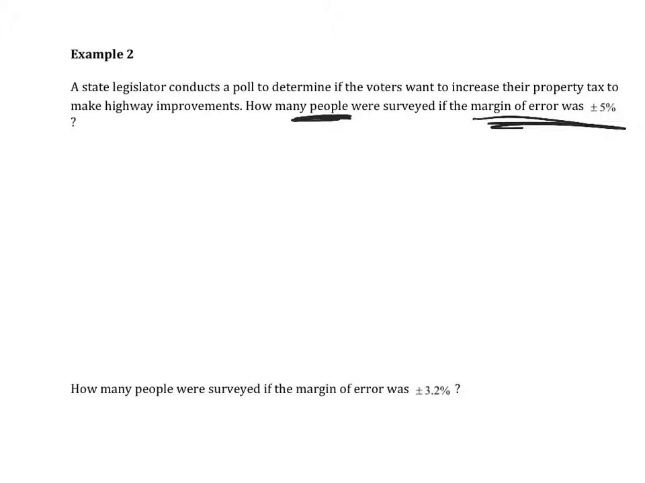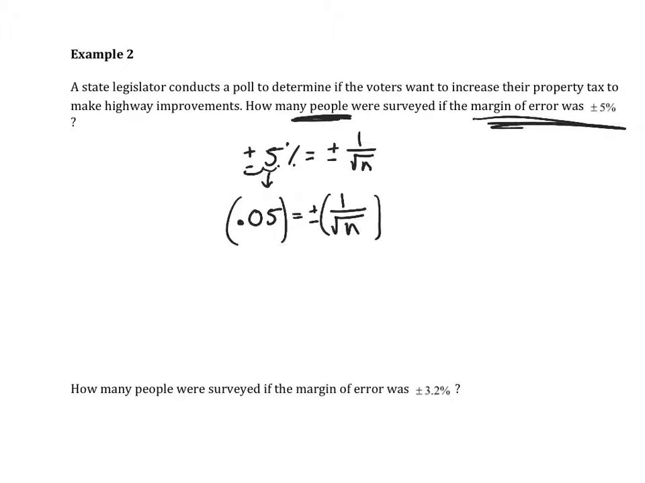So what this is going to look like, we're going to plug this into our formula. So we're going to have plus or minus 5% equals plus or minus 1 over the square root of n. Okay? First thing you want to do is change this percent to a decimal by moving the decimal point over 2 to the left. That's going to make it 0.05 equals plus or minus 1 over the square root of n. Now to get rid of this square root right here, what we're going to do is we're going to square both sides. So I'm going to put a little 2 here, little 2 here.